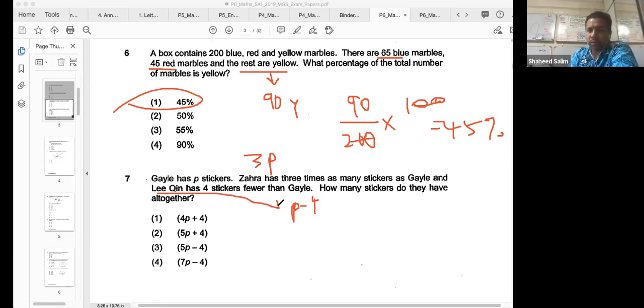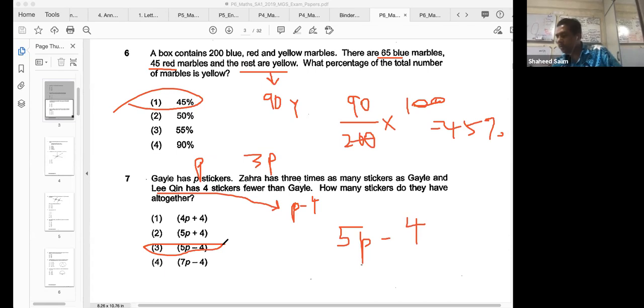So how many stickers do they have altogether? We add, this one got P, this one got 3P, and this one got P minus 4. So we add them. P plus 3P plus P minus 4 is 5P minus 4. Is it okay? 5P minus 4 is number 3. Correct. Okay, we move on to the next one.